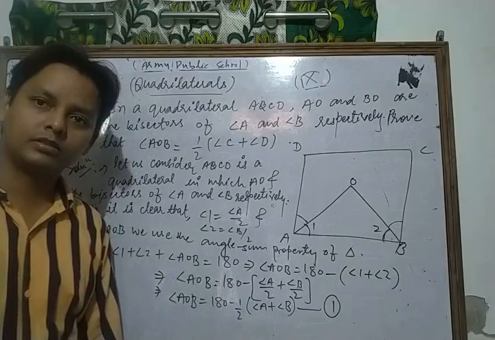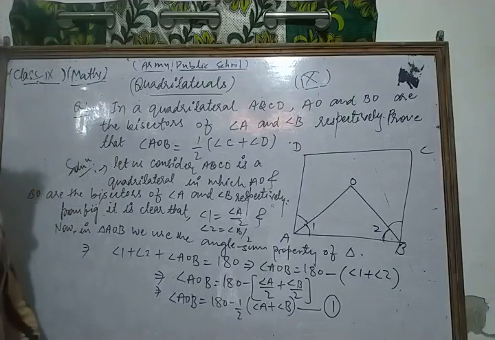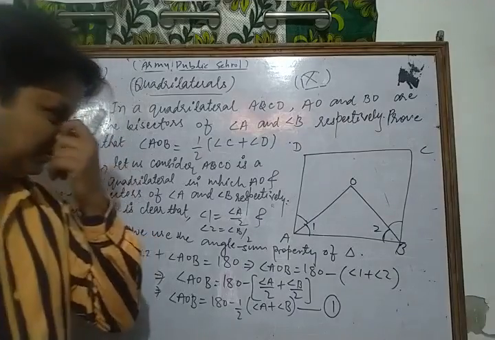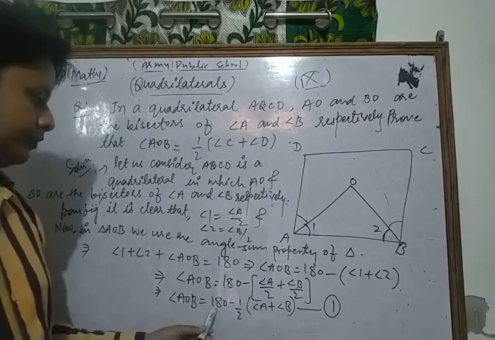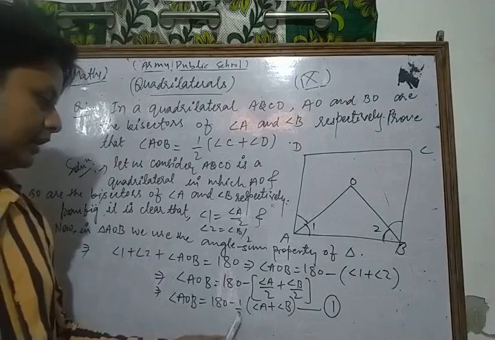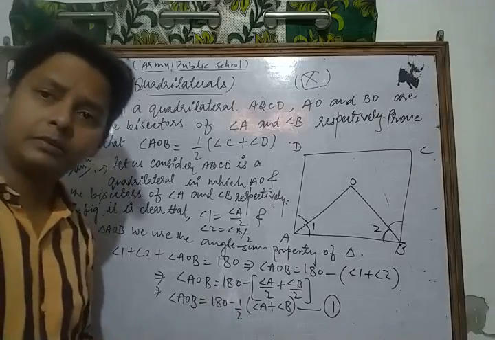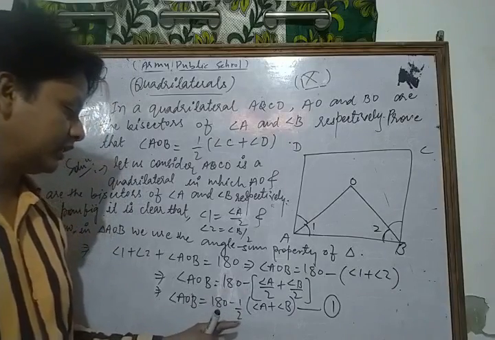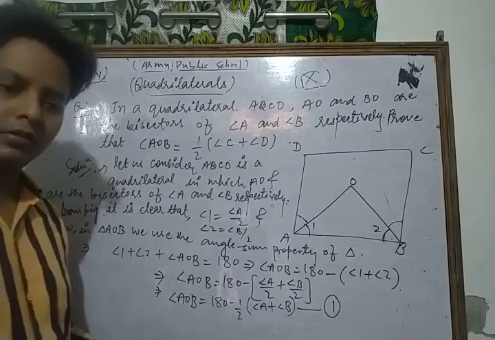Okay, dear students? Yes. So we get 180 minus half of angle A plus angle B. Now from there we take this as equation 1. Now let's see.